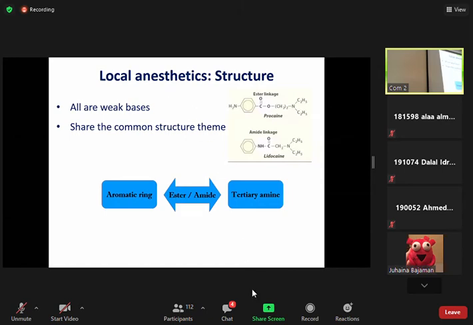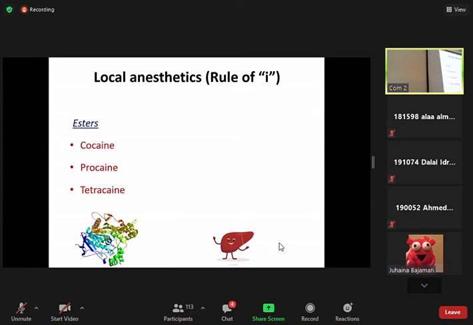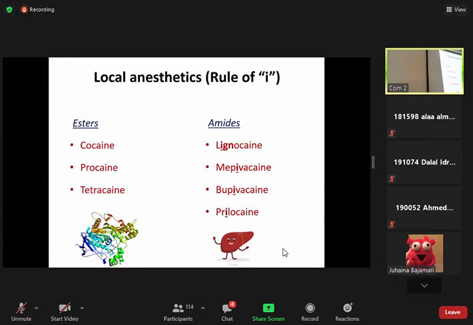The ester or amide, this is the different thing, and the aromatic, they're all there. Okay. This basically is the mode of metabolism. For ester, it's the cholinesterase. Cholinesterase breaks it up. Plasma cholinesterase, it's an enzyme. For the amides, it's basically by liver. The liver and the enzymes in the liver are the ones that are responsible for metabolism.